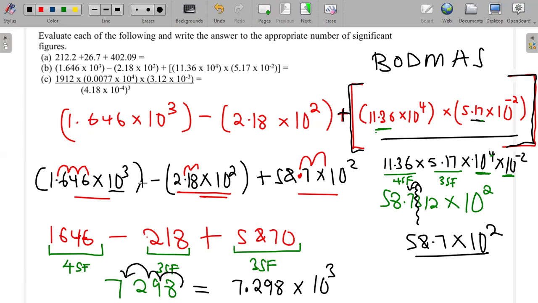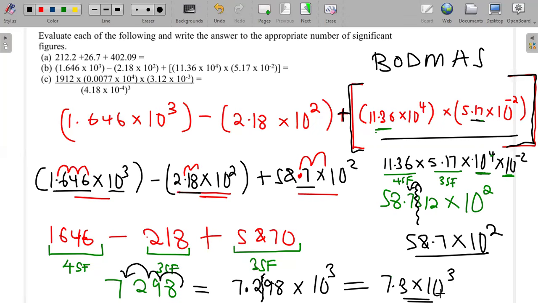Okay, and then now since I was adding and subtracting, I can go back and check the number of decimal places that these numbers had. So this one had 3, this one had 2, and this one had how many decimal places? 1. So it means my final answer should only have 1 decimal place. So I'm going to round off from there. So this 9 rounds off this 2, so it will add a 1 to this. So the final answer will be 7.3 times 10 to the power 3 like that. So that's the final answer that we get there. Okay, so any questions there?